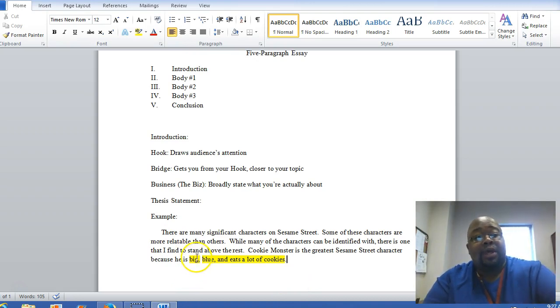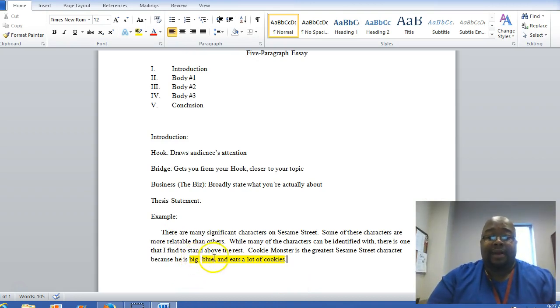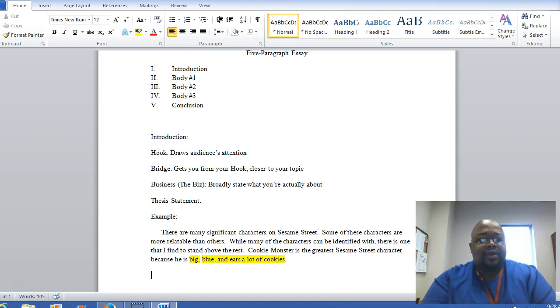Big will be what the first body paragraph is about. Cookie Monster being blue will be what the second body paragraph is about. And body 3 will be about Cookie Monster and his cookies. So let's see if we can go ahead and finish writing this essay. So my next paragraph is about Cookie Monster being big.